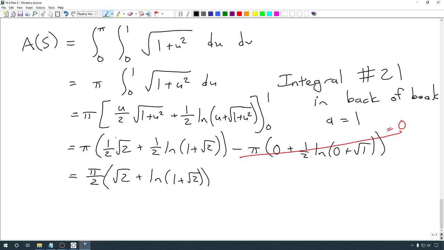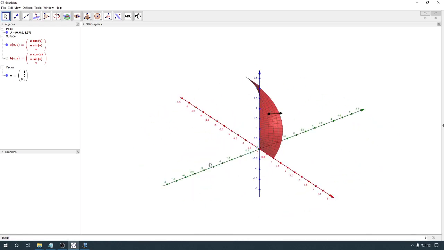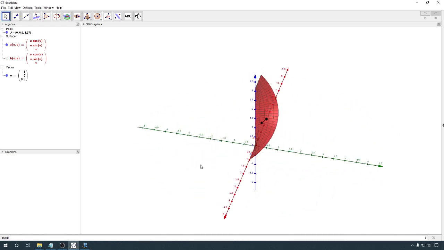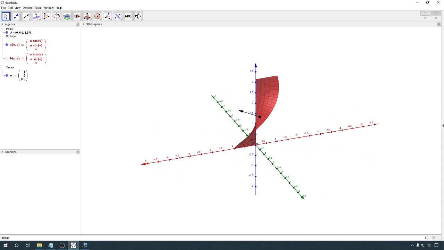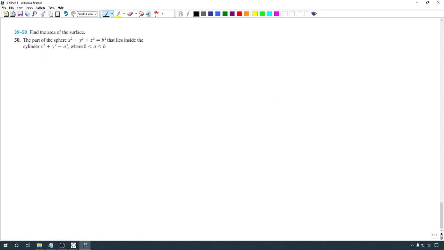That's the area of this thing. This piece of the helicoid. Maybe not as pretty as you might want it to be, but it is what it is. Let's do one more example.